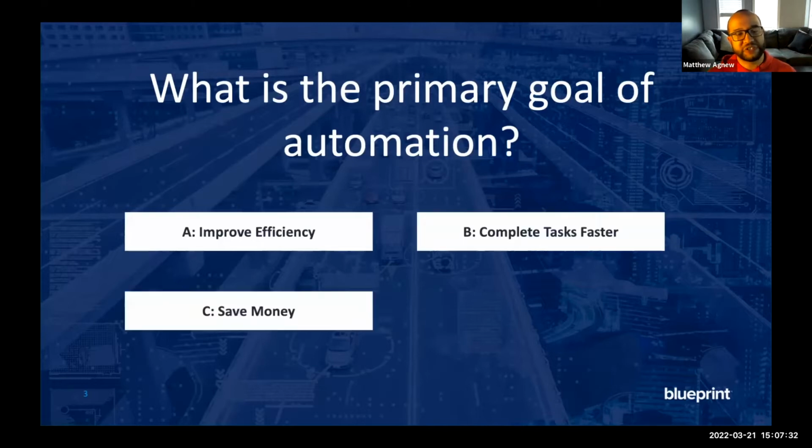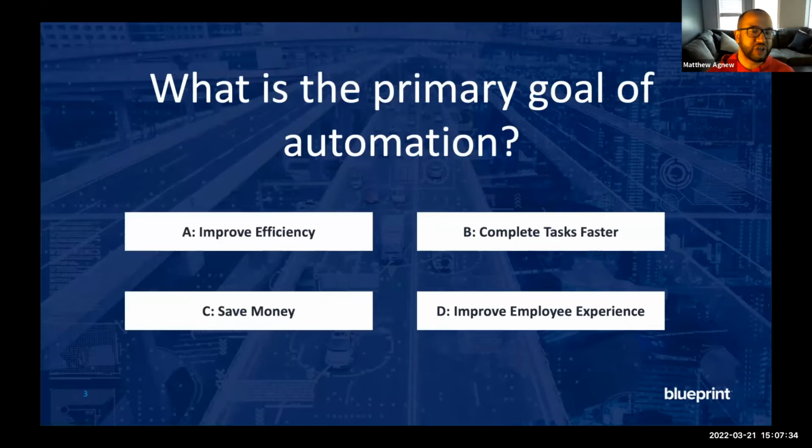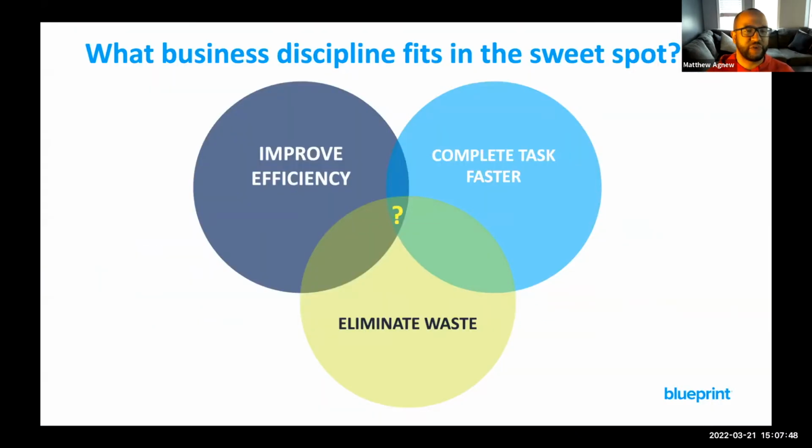So I have four options here. So we think of it, and I think, Matt, you almost talked about all of these, but we think of primary goals of automation. Think of, is either improve efficiency, complete your tasks faster, save money, or improve the employee experience. So think about that. And I have one more question for everybody here. So if we look at three common business goals here of improving efficiency, completing tasks faster, or eliminating waste, what business discipline fits in the sweet spot? So take a few seconds and think about that. What fits in the middle there? And I'll give you a hint. It's not automation.